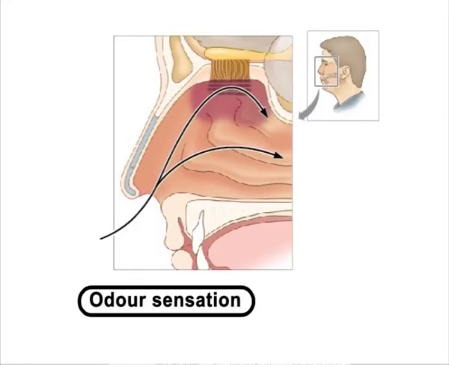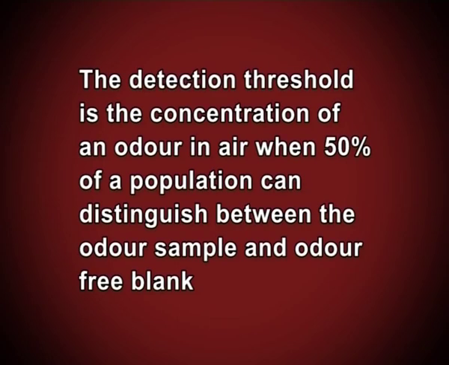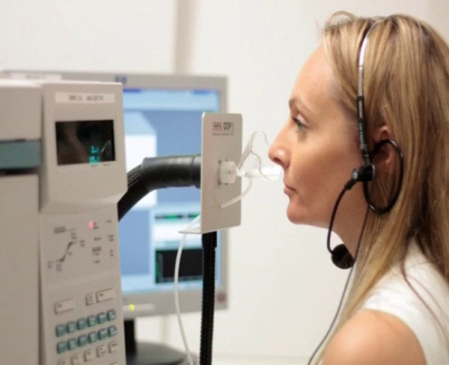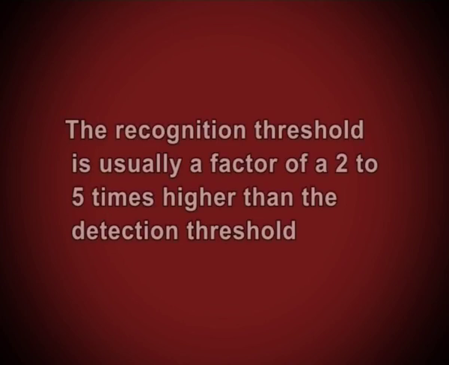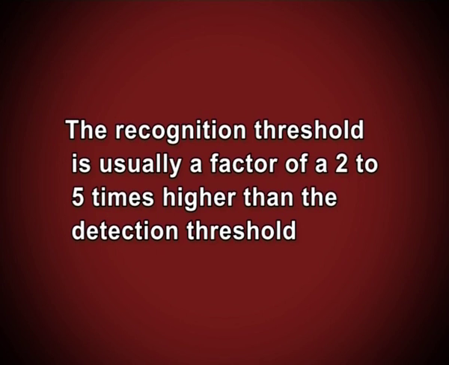To measure odor sensation, an odor is diluted to a certain amount to reach a detection or recognition threshold. The detection threshold is the concentration of an odor in air when 50% of a population can distinguish between the odor sample and odor-free blank. The recognition threshold is the concentration of an odor in air at which 50% of a population can discern an odorous sample from an odor-free blank. The recognition threshold is usually a factor of 2 to 5 times higher than the detection threshold.